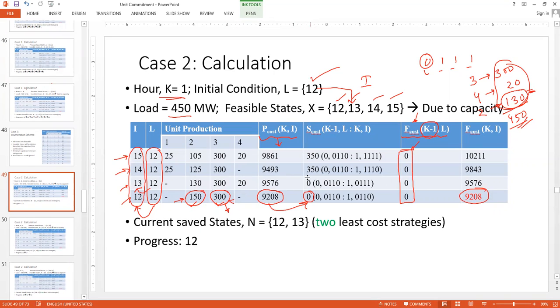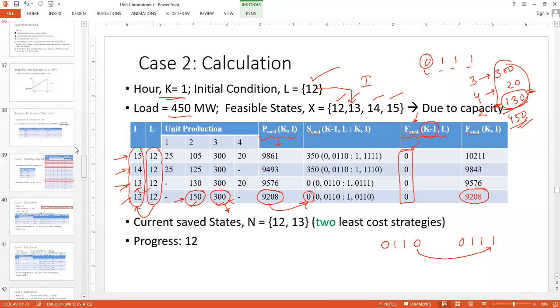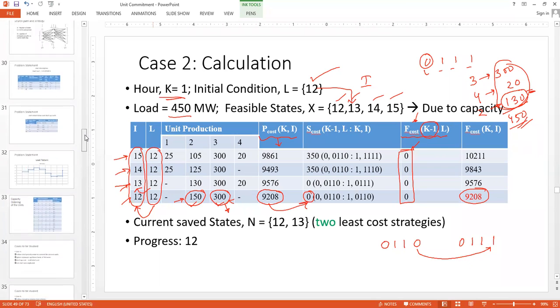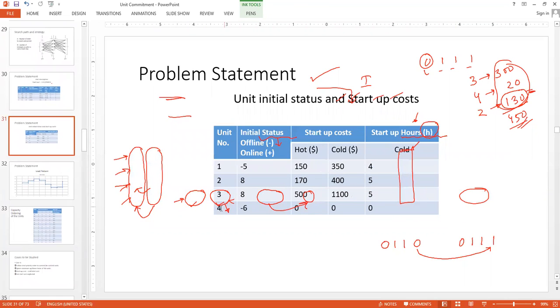Now the transition cost. Let's see what the transition is. The transition says you were at 12 and you are jumping to 13, which is 0, 1, 1, 1. The only bit that is changed is this one, starting up unit number 4. So what is the startup cost for unit number 4? Let's go and check. The startup cost for unit number 4 is 0, whether it is cold or hot. However, remember that for this problem, case number 2, we are still considering cold start cost. So that is 0. For this transition, we don't have any cost.